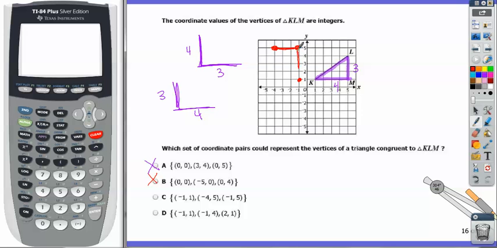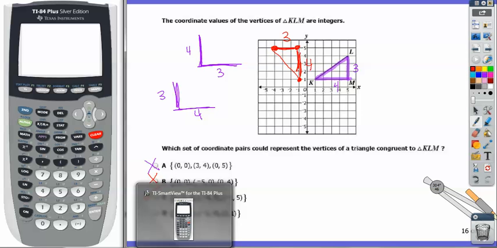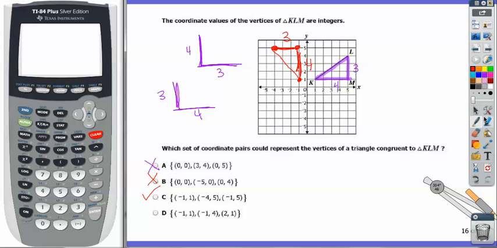Okay, so this one's up and down. So let's count these. This is 1, 2, 3, and this is 1, 2, 3, 4. So this has a 3 and a 4 in it. This is looking pretty good. I do want to check the last one, just in case. I'm thinking that's my answer, but let's check one more. (-1, 1), (-1, 4), and (2, 1). Oh, this is actually looking kind of close.